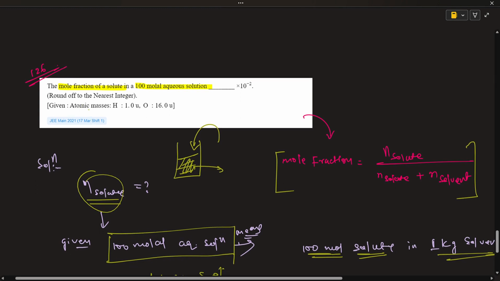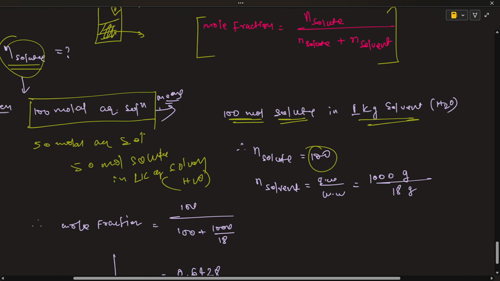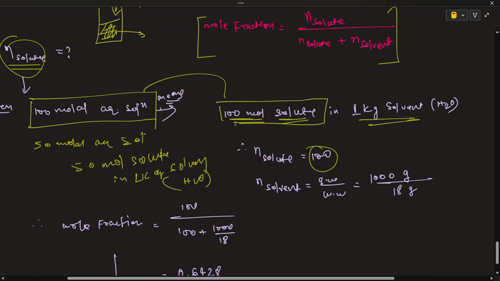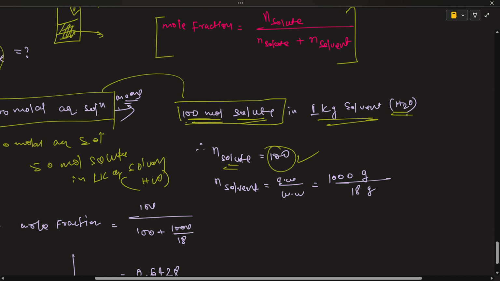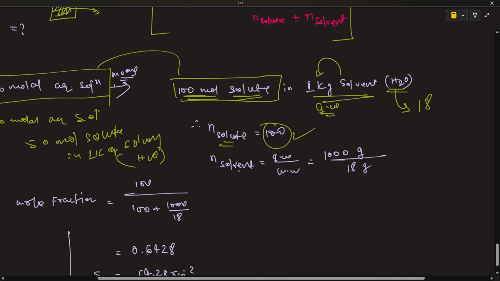Water. Okay. And here the atomic masses of hydrogen and oxygen are given. From here you can also understand why these masses are given, because we can assume the solvent as water. So the moles of solute is what? 100 directly, because this statement means 100 moles of solute. So moles of solute is 100. That's clear. Now, what is the solvent? The solvent is H2O, and what is the molecular weight of H2O? 16 plus 2, that is 18.